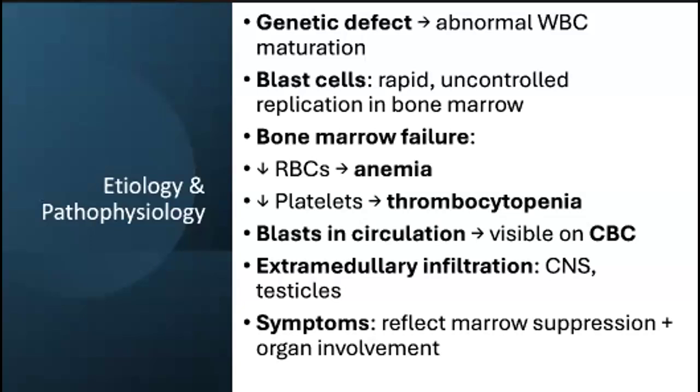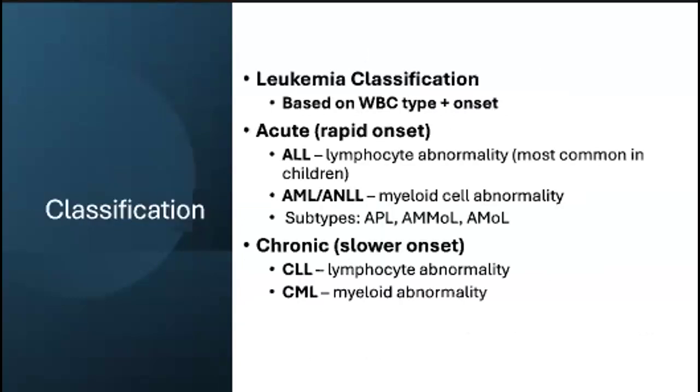Leukemia cells can infiltrate other sites. Most often, we see central nervous system complications and also involvement of the testicles. Clinical symptoms are due to a combination of the bone marrow failing and the organ infiltration. Leukemia is classified by the type of white blood cell affected and the onset of symptoms.